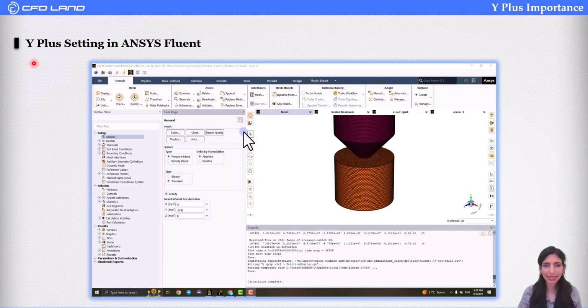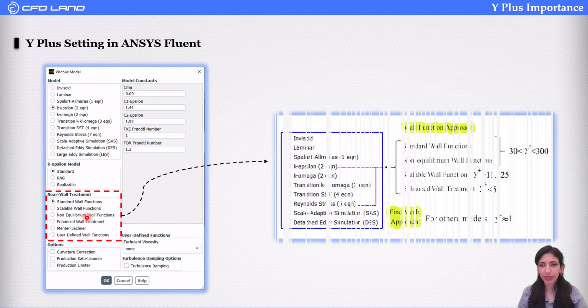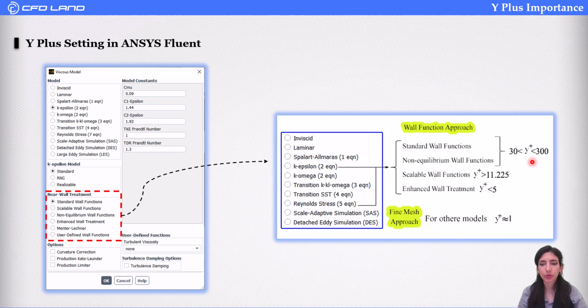Y+ setting in ANSYS Fluent. In the Viscous model box, there is a part called near wall treatment. This part has several options. The difference between these options is in the functions they use for modeling and the situations that they are used for. For example, standard wall function and non-equilibrium wall function are used when y plus is between 30 to 300, or enhanced wall treatment is used when y plus is less than 5. It is used for the viscous sublayer.